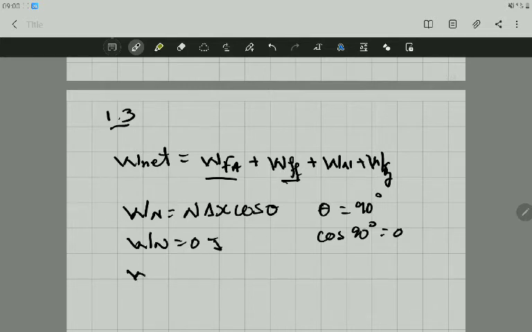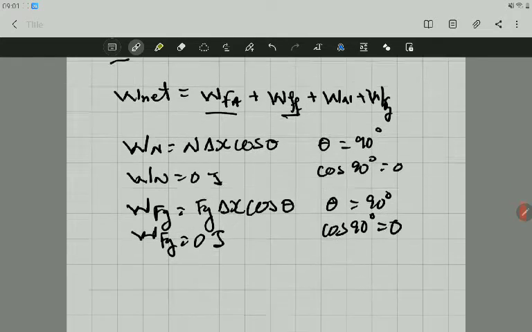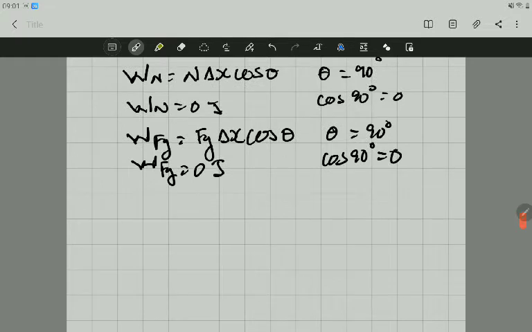Okay? Now, the work done by gravitational force is equal to gravitational force times displacement times cosine of theta. And in this case, theta is also 90 degrees. Cos 90 degrees is equal to 0. Therefore, the work done by the gravitational force is also 0 joules. Right? So now we can calculate the work done by the net force.